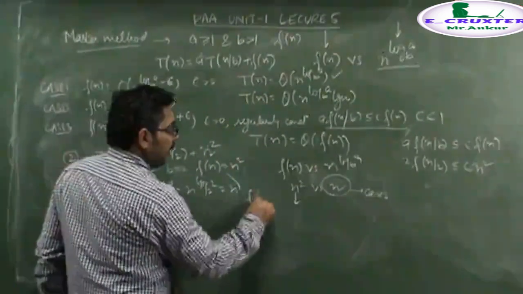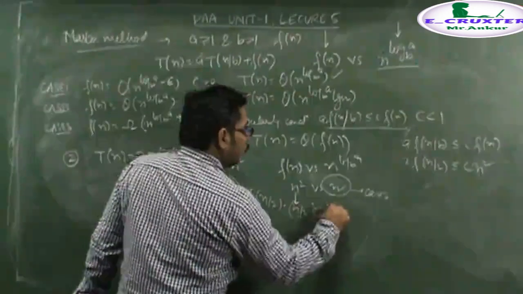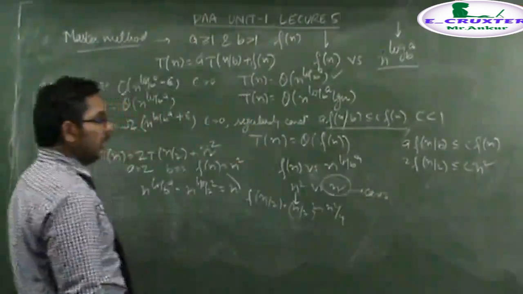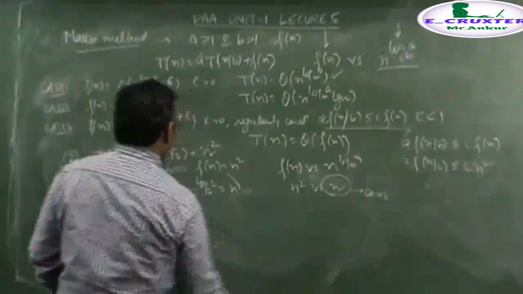Then what will be f of n upon 2? It will be n by 2 whole square, that is n square by 4.